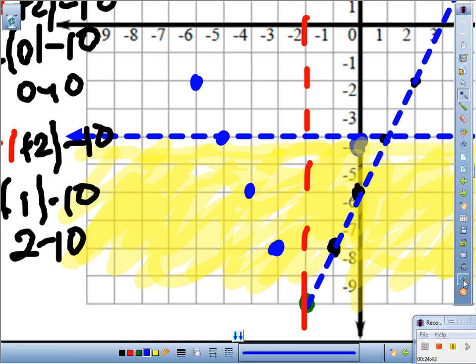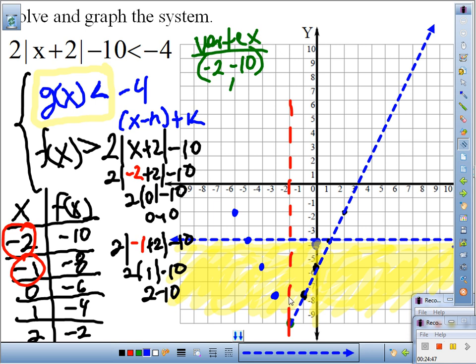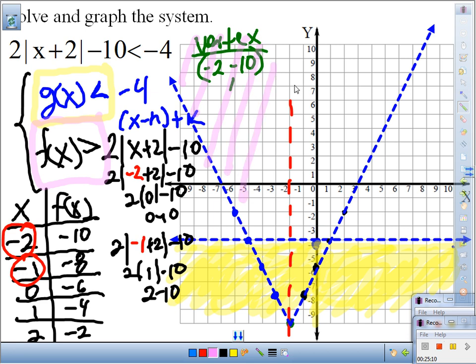And now that I have that, let me zoom out. Graph the array going that way. There it is. So far, so good? Yeah, I can see to you. I'm going to switch to a pink highlighter. Let's see what it says. F of x is greater than. Where am I going to shade? Below the V or on top of it? On top. So I'm going to shade everything above the V.